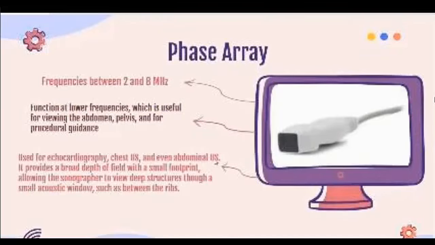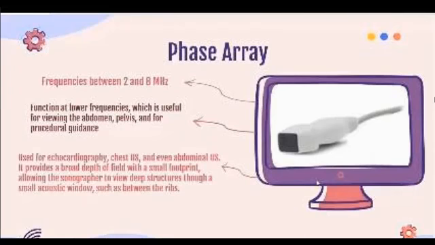Okay, next is the phased array. It has frequencies between 2 and 8 MHz. It functions at low frequencies, which is useful for viewing the abdomen, pelvis, and for procedural guidance. It is used for echocardiography, chest ultrasound, and even abdominal ultrasound. It provides a broad depth of field with a small footprint, allowing the sonographer to view deep structures through a small acoustic window, such as the spaces between the ribs.